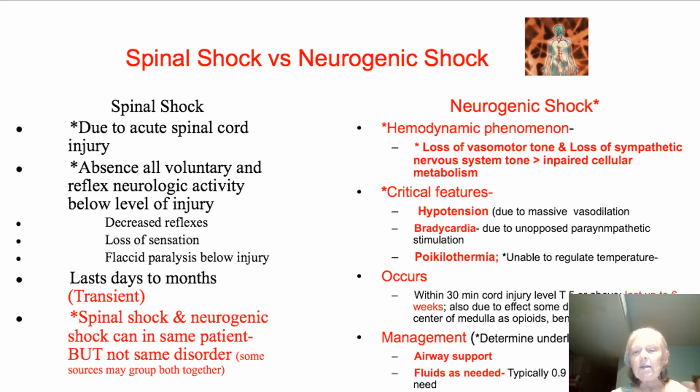So this is just a little bit to show you spinal shock versus neurogenic shock, some of the clinical features that go with it. And it shows you that with spinal shock it can last days to months. Sometimes with neurogenic shock, in about 6 weeks or so, you may actually get it back. So it's just a matter of what's going on at that particular point.